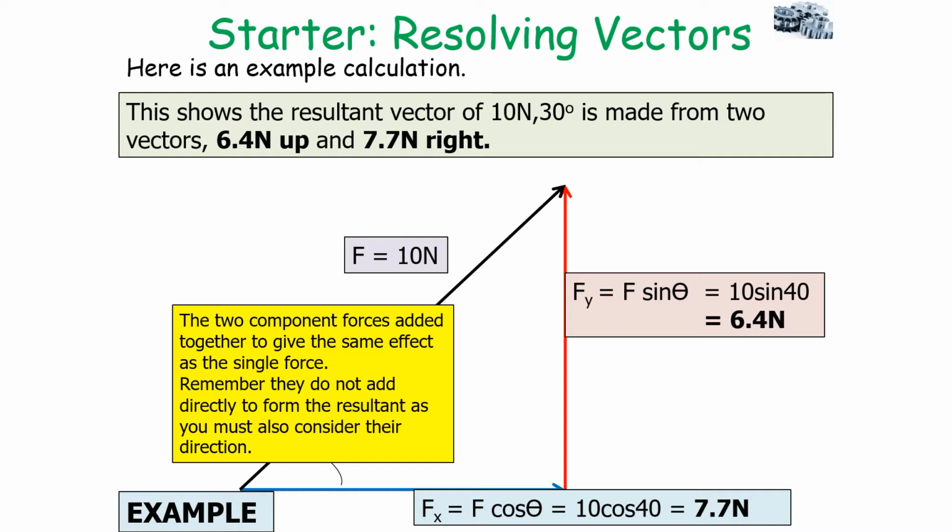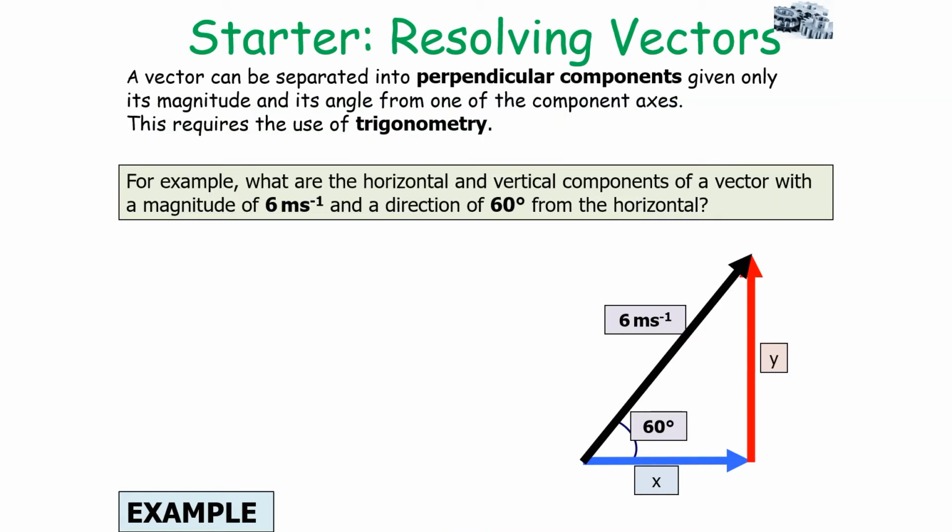Now remember, we don't just add the two horizontal and vertical components directly because we're not thinking of a scalar, we're thinking of a vector, so we've got to consider their direction. So let's have a look at another example.